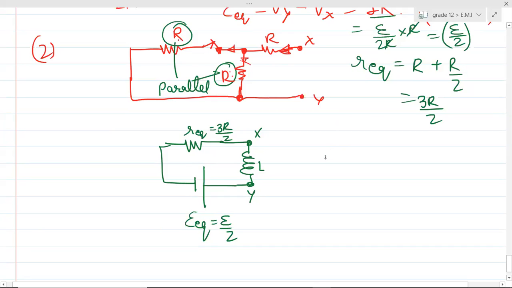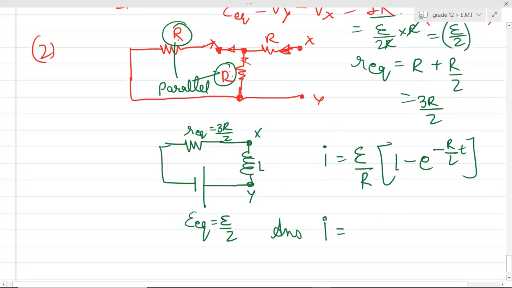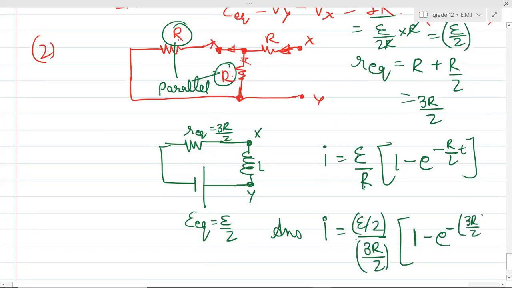And now I know the formula: I equals E by R into 1 minus e to the power minus R by L into T. So I just replace everything. What is the E equivalent in this case? E by 2. What is the R equivalent in this case? 3R by 2. Are you getting my point, guys? So e to the power minus R, which will be again 3R by 2, L will be L only and T will be T. So basically the function of that circuit will be this. Hence this is your answer, and you can solve it further if you want.